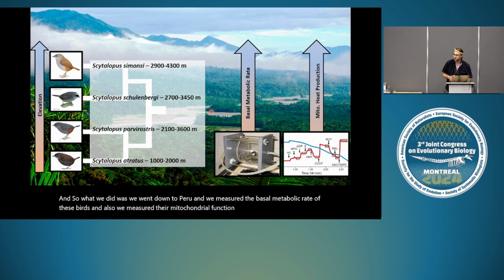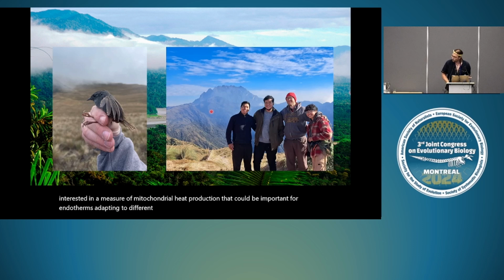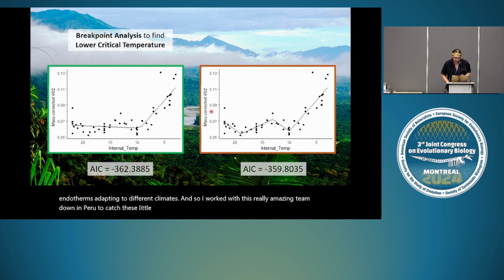And in particular, I was interested in a measure of mitochondrial heat production that could be important for endotherms adapting to different climates. And so I worked with this really amazing team down in Peru to catch these little birds and do this work. And so when we measure the metabolic rate of one of these birds, we're getting a trace like this where you have all these measurements of oxygen consumption as we lower the temperature, moving from left to right. And we use AIC to tell us how many breakpoints we should put in this graph.